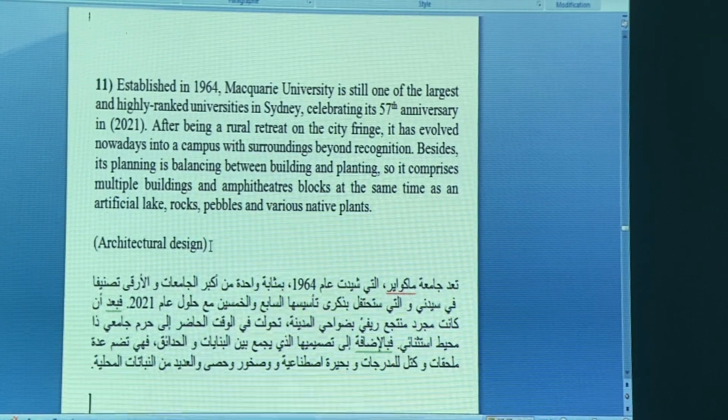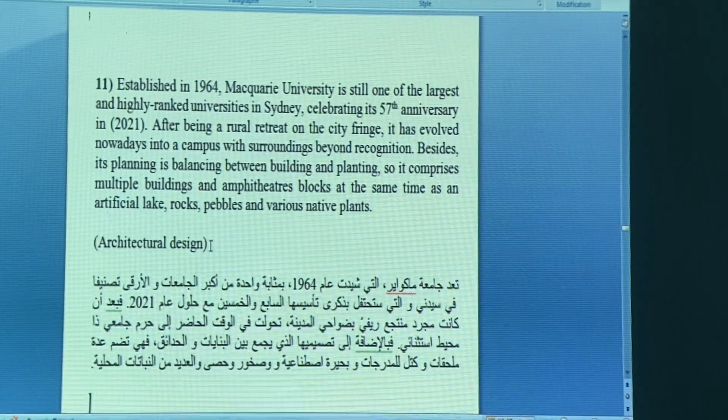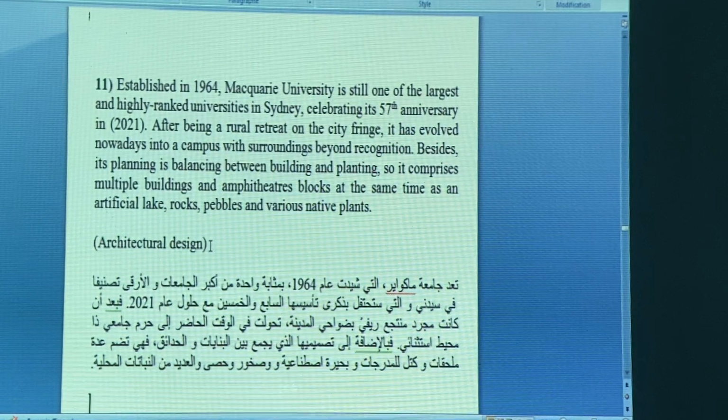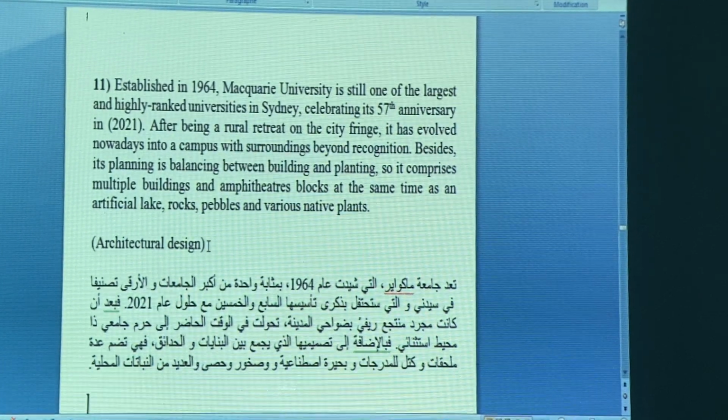This text, the continuity of this text is describing the architecture in all its details.